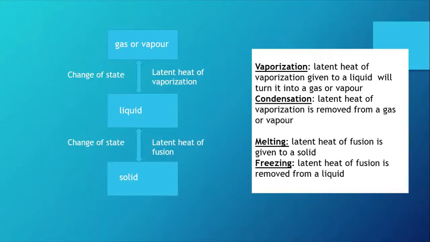So looking at what I'm saying on the right-hand side, vaporization: the latent heat of vaporization given to a liquid will turn it into a gas or a vapor. Condensation: latent heat of vaporization is removed from a gas or vapor, the reverse process. Melting: latent heat of fusion is given to a solid to melt it. Freezing: latent heat of fusion is removed from a liquid.